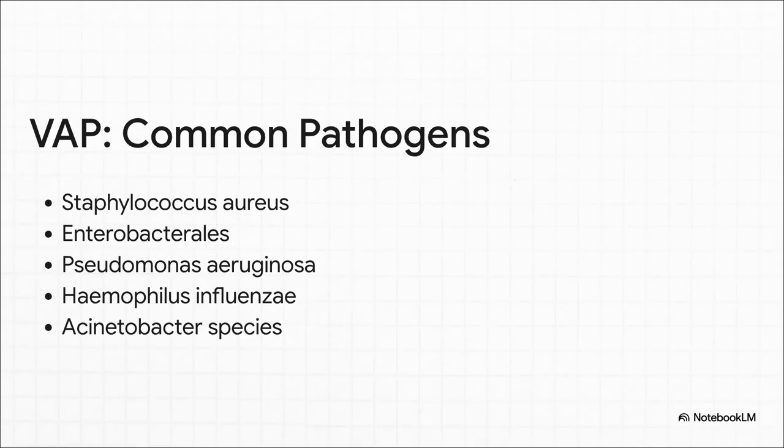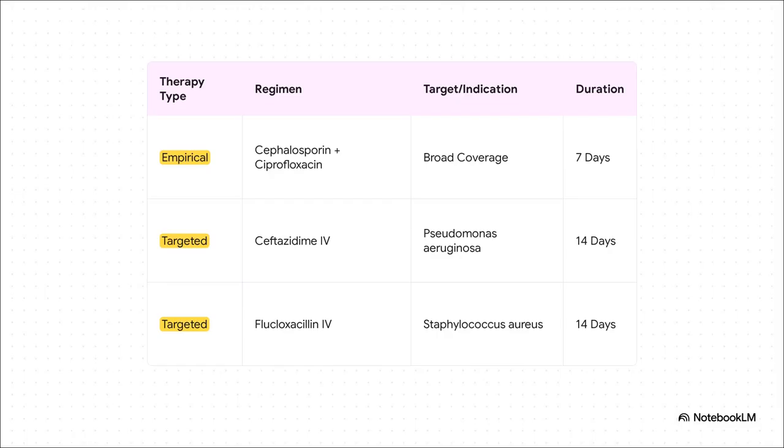So what are we fighting? It's a bit of a who's who of tough bacteria. We see a lot of Staph aureus, we see Enterobacteriales, and of course the infamous Pseudomonas aeruginosa. Haemophilus and Acinetobacter species are also in the mix. This rogues gallery is exactly why you have to know your local hospital resistance patterns, your antibiogram, to make a smart initial choice.